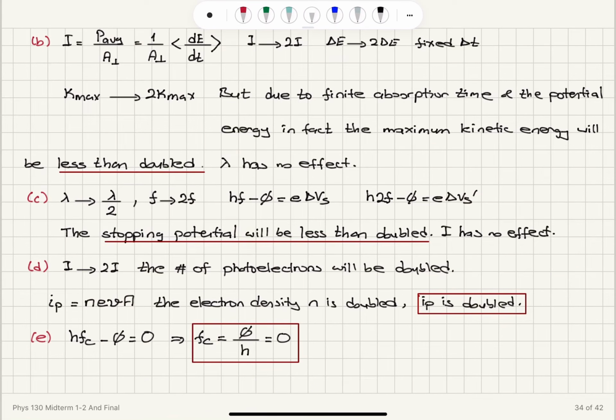According to classical theory, if you have intensity doubled, that means we're doubling the energy we deliver per unit time, per unit cross-sectional area, perpendicular area, because part of this energy goes to the potential energy, so to the energy required to release the electrons from the metal. That's basically the work function, and we have a finite absorption time for the absorption of this energy. We will see that the maximum kinetic energy is not expected to be doubled, but it should increase. It should be less than doubled when the intensity is doubled, and the wavelength should have no effect.